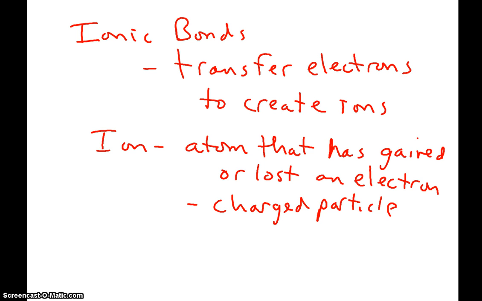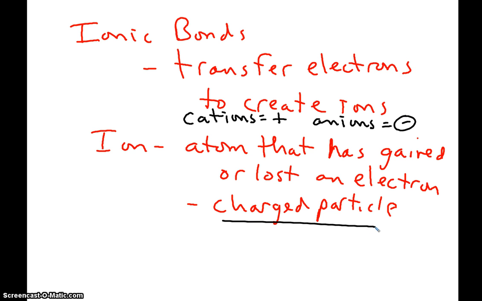And we're going to move right along to the second type, which is ionic bonds. So ionic bonds involve not the sharing of electrons, but the transfer of electrons. So it transfers electrons to create ions. And those ions are going to be called cations, which are positive, or anions, which are going to be negative. And those will then be attracted to each other because we know opposites attract. So an ion is an atom that has gained or lost an electron. It's also called a charged particle.